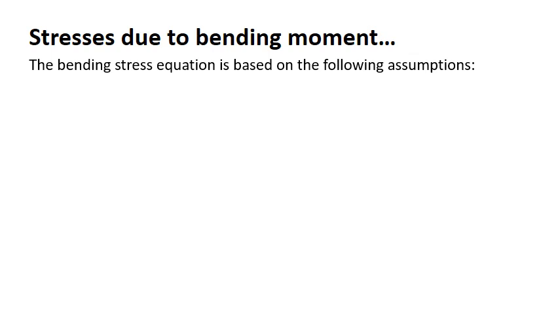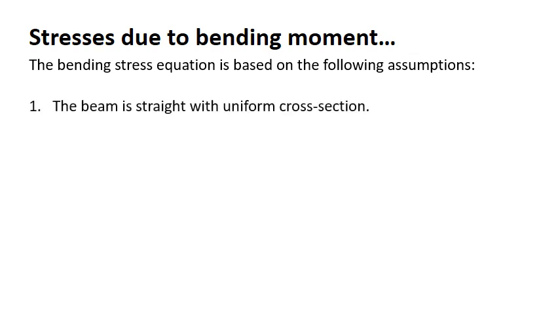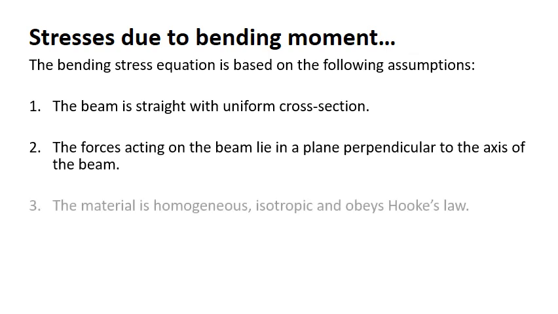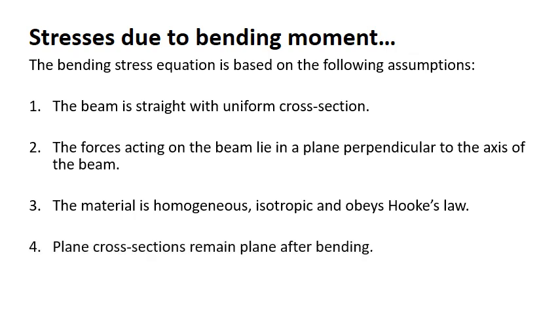Again, this bending equation is based on the following assumptions, and it holds good only under this situation. The beam must be straight with uniform cross section, and the forces acting on the beam lie in a plane perpendicular to the axis of the beam. Okay, very important. And the material is homogeneous, isotropic, and obeys Hooke's law. Plane cross sections remain plane after bending, so there is no out of plane bending.